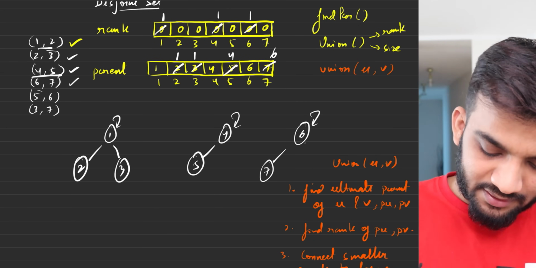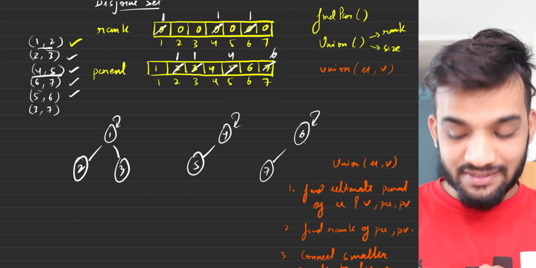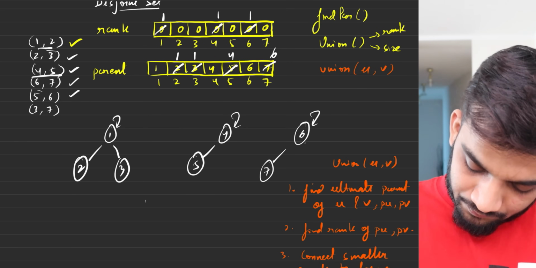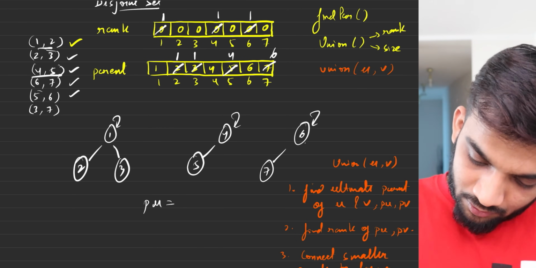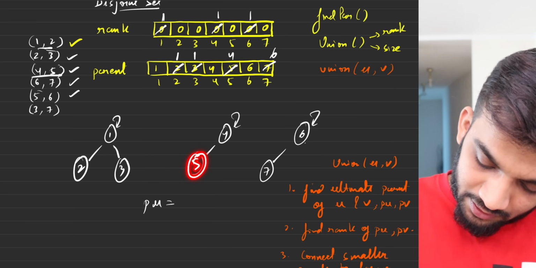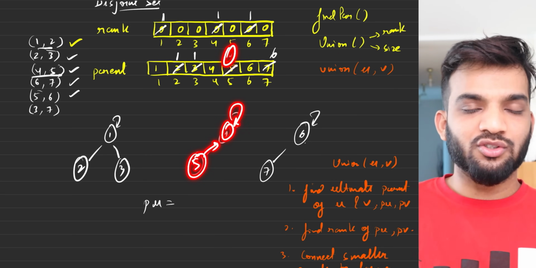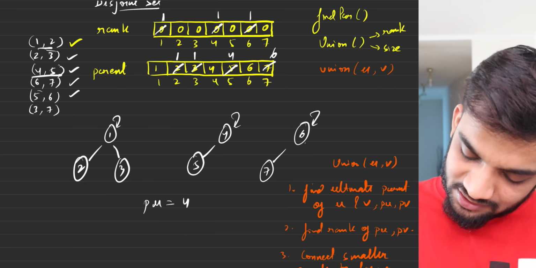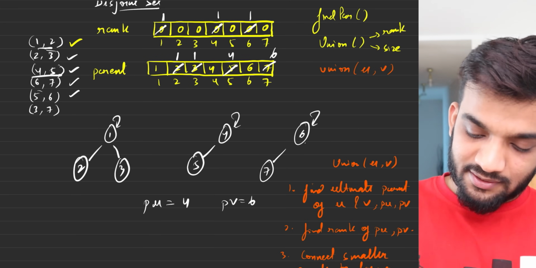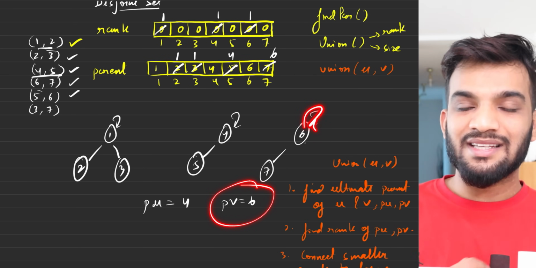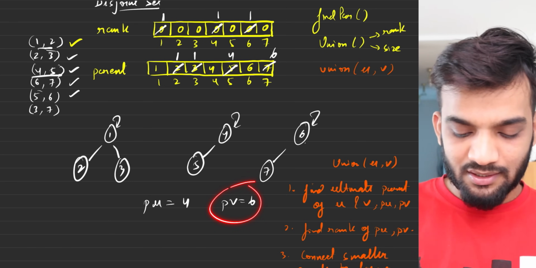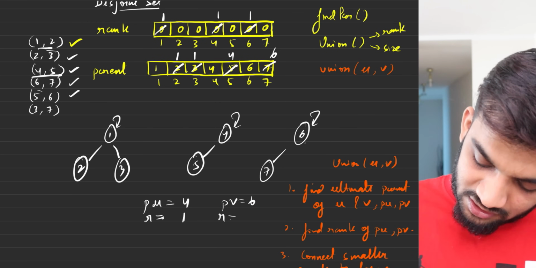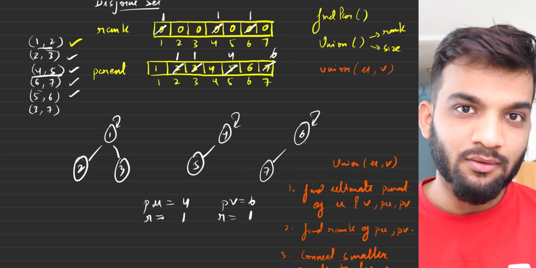What's the next thing? It says connect 5 and 6. So who is the ultimate parent of 5? Let's see. 5 is here. So 5's parent is 4. Who is actually the top boss? So he's the ultimate parent. Now I've been asked to connect 6. So 6's parent is 6 himself. So the ultimate parent is 6. Let's write the rank. Rank of 4, if you see, is 1. Rank of 6, if you see, is 1. Do you agree? You do agree.